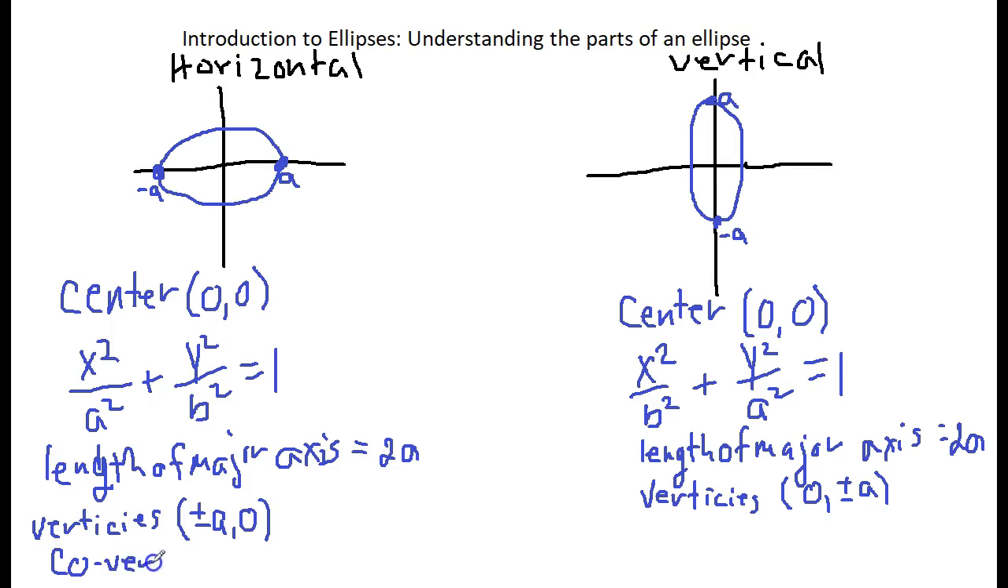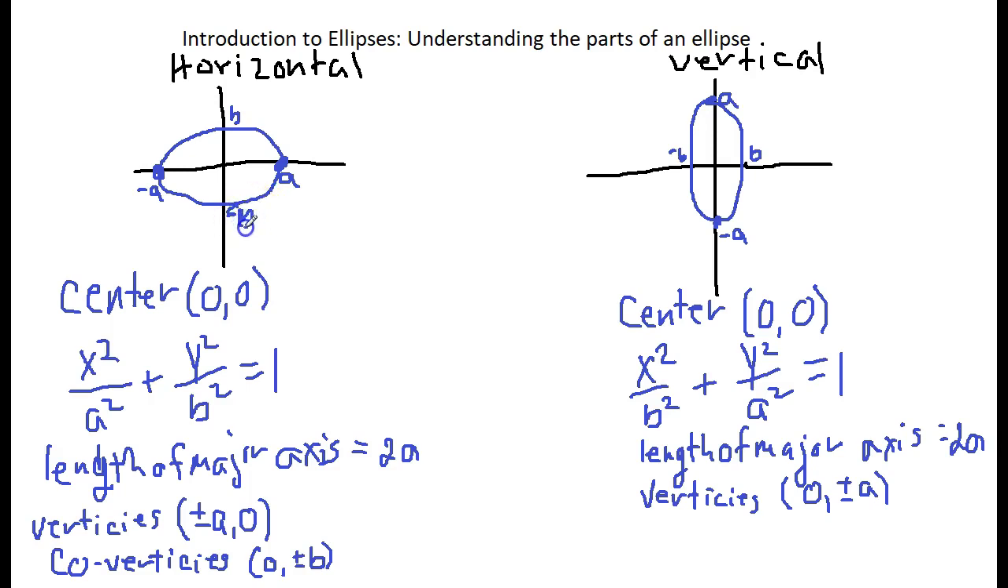The covertices, since we were doing plural, would be at 0, because it's a y-coordinate, plus or minus b. And that makes the distance of my minor axis 2b. I'm going to write that in the center because it's for both. Because this would be b, 2b. b goes from the center, so we have negative b, b, and here we have b, and we have negative b.